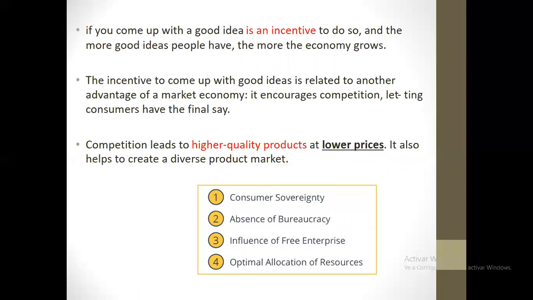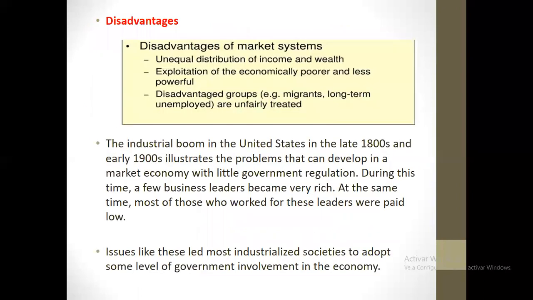Okay. Muy bien, esto eran las ventajas. Now, en el primer cuadro se resumen las desventajas. Disadvantage of a market system. Is unequal distribution in income and wealth. Definitivamente.